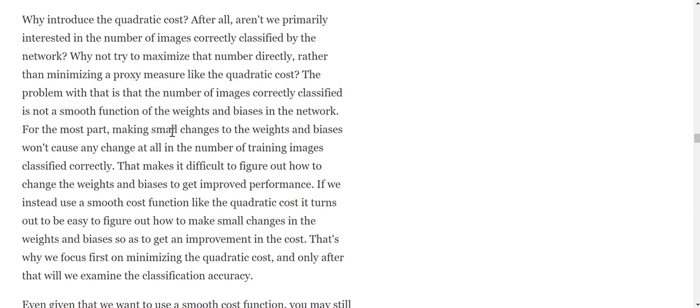So for the most part, making small changes to the weights and biases won't cause any change at all in the number of training images classified correctly. So that makes it difficult to figure out how to change the weights and biases to get improved performance.